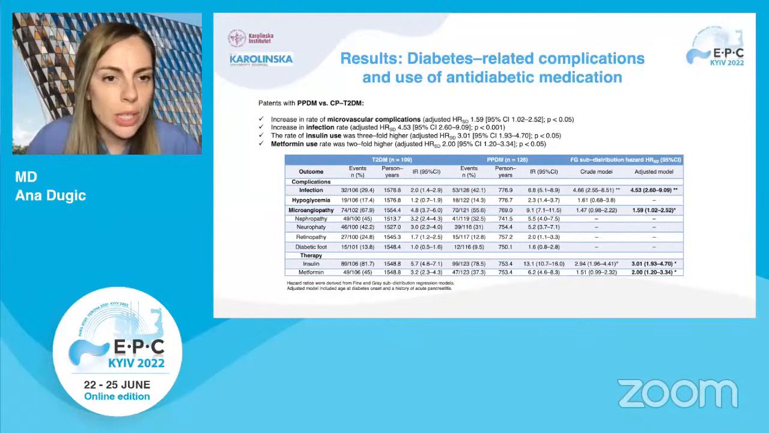We also found an increased infection rate in patients with PPDM, and the rate of insulin use was 3-fold higher, whereas the metformin use rate was 2-fold higher in patients with PPDM. Interestingly, hypoglycemia also had a higher rate in patients with PPDM, but this was not statistically significant. We computed these statistics using Fine and Gray sub-distribution regression models.